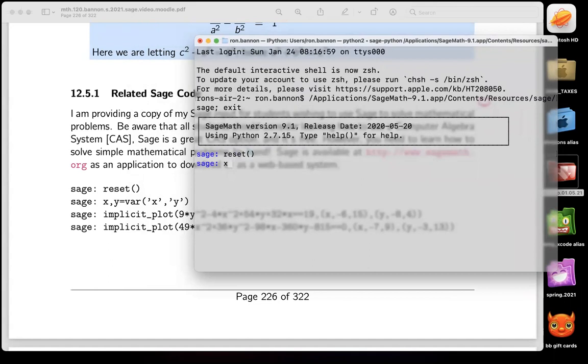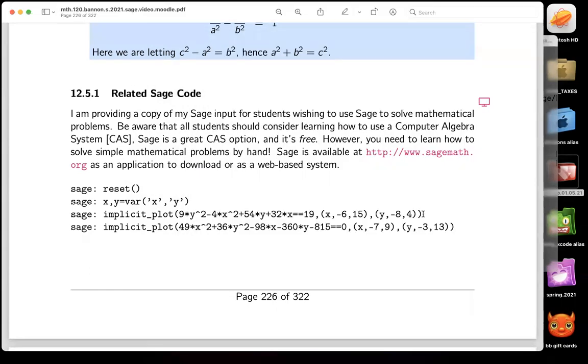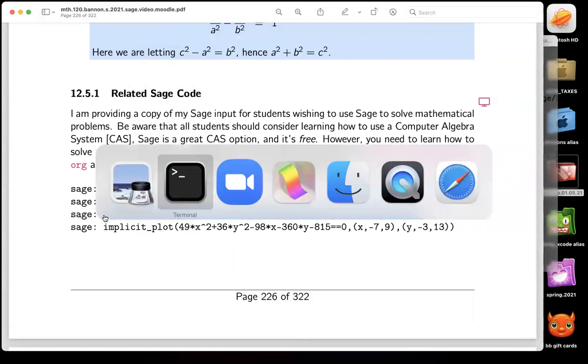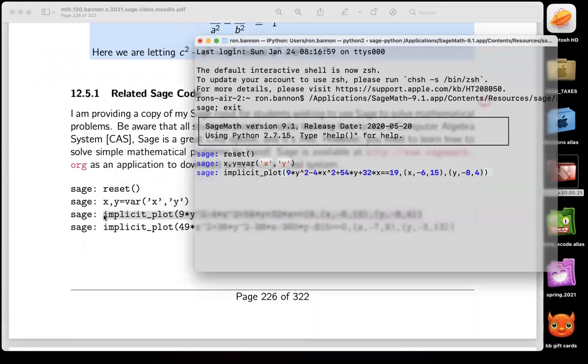X and Y are variables. Again, it's a good habit to get into, defining your variables when you're dealing with software or programming languages. So I define two variables, X and Y. And now what I want to do is implicit plot. The reason for an implicit plot is I don't want to spend time solving this thing for X or Y. All right, so implicit plot, and I'm just going to go back to the copy paste.